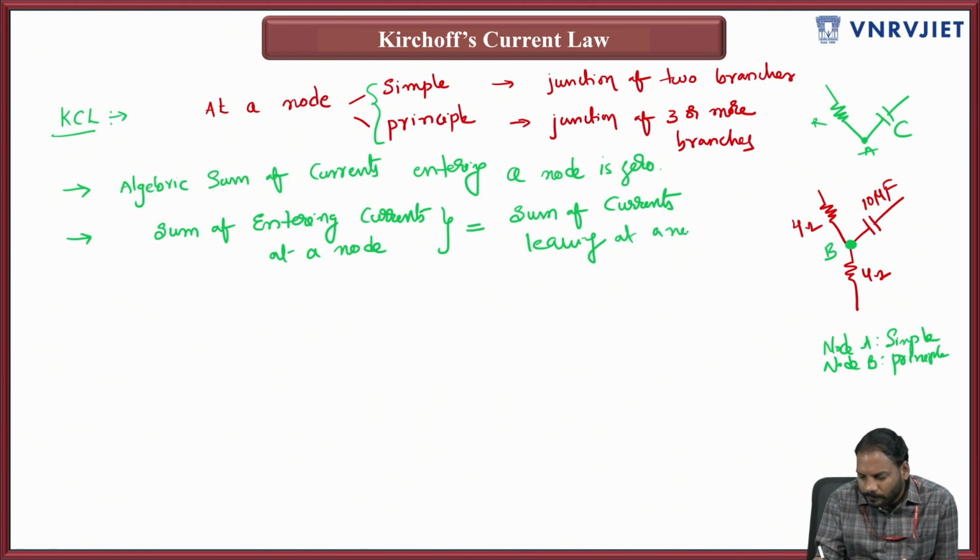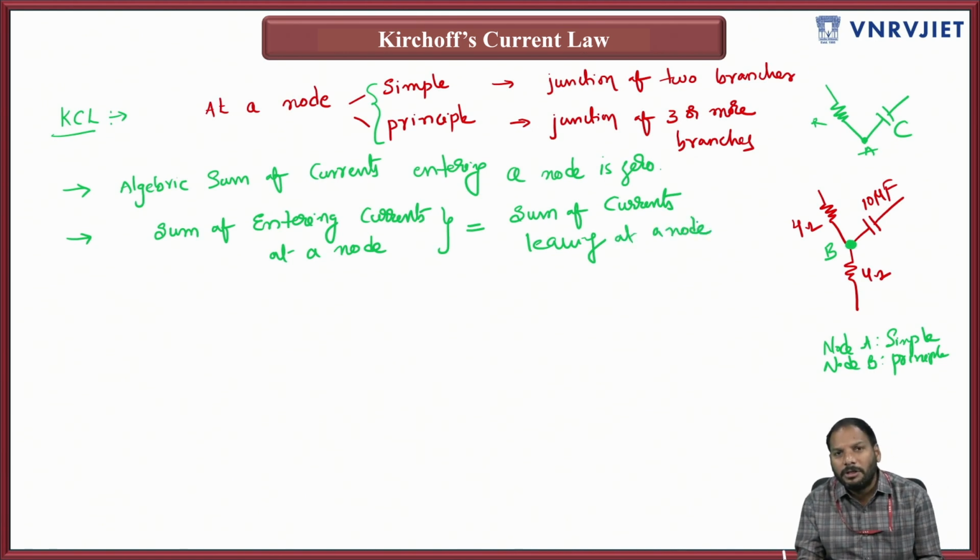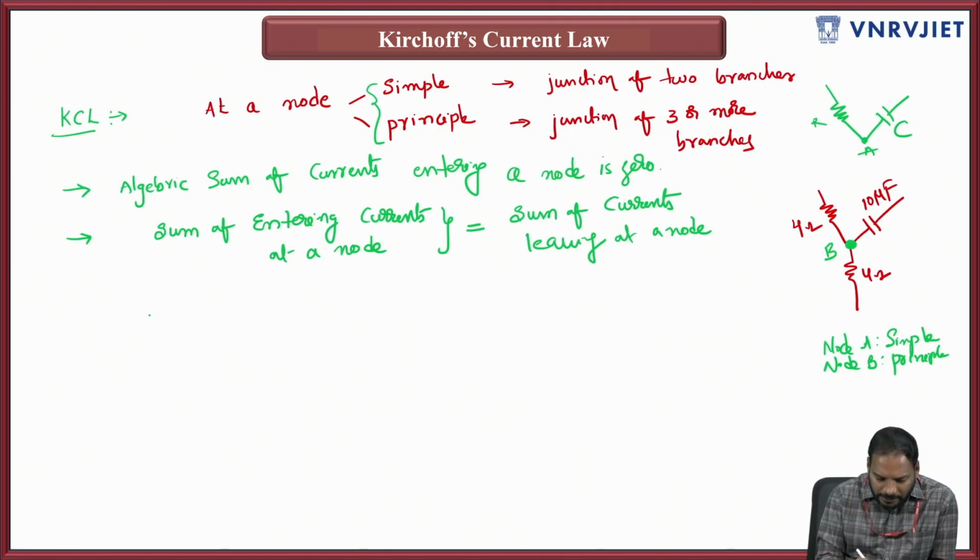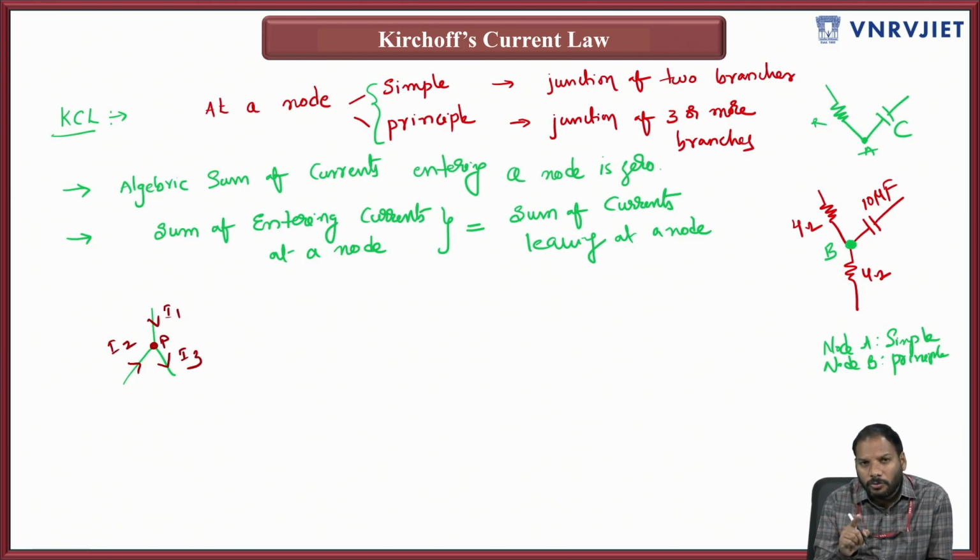At a node. So this is the straightforward, simple definition of KCL. Let us consider there are three branches, something like this, and the currents are shown. If you want to apply KCL at this point P, sum of entering currents. Whenever you are applying KCL, you have to stand exactly on the node. To apply KVL, you have to walk along the loop, as I said earlier.